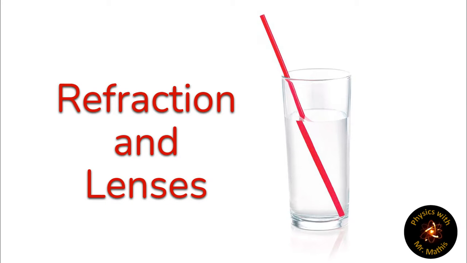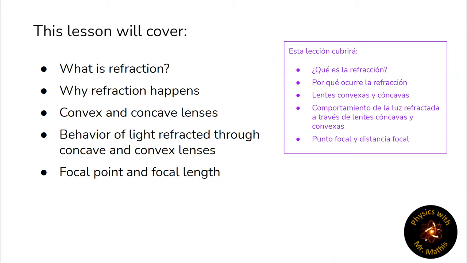In this lesson, we're going to learn about refraction and lenses. We'll learn what refraction is, why it happens, the difference between convex and concave lenses, how light behaves when it's refracted through concave or convex lenses, and what the focal point and focal length of a lens are.